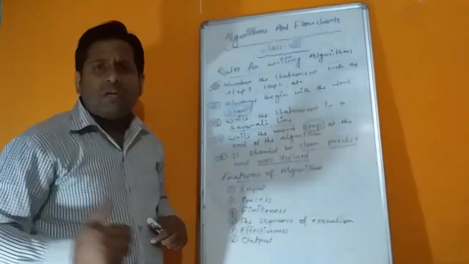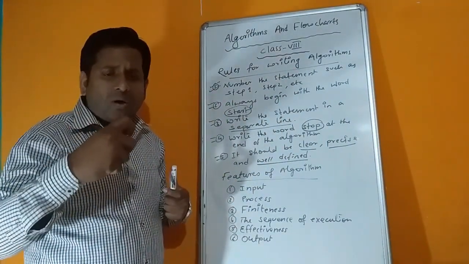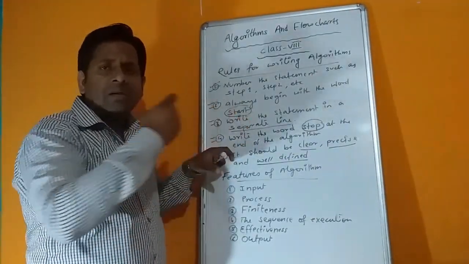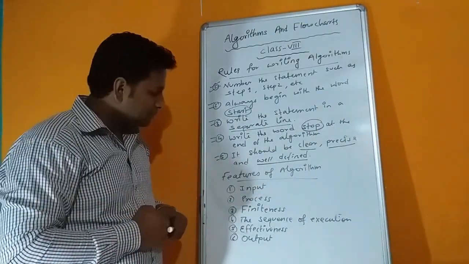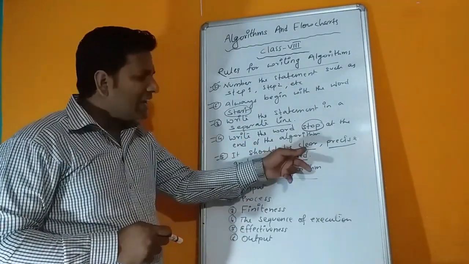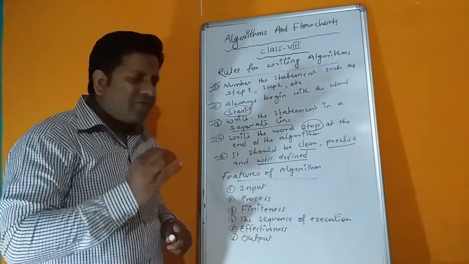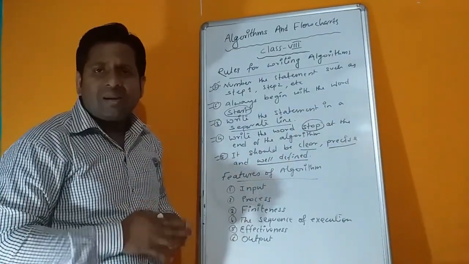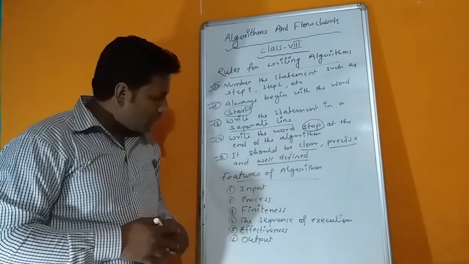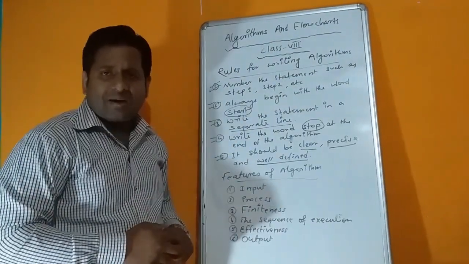Then the sequence of execution: each statement should be written in a separate line. There should be some sequence which is chained to each other. It's not that one statement is not related to another one. It should be in some relation. Effectiveness: each statement should be written clearly, precisely, and well defined. That is, effectiveness should be there in algorithms. And finally, the output, point number 6, that you get should be proper and accurate.